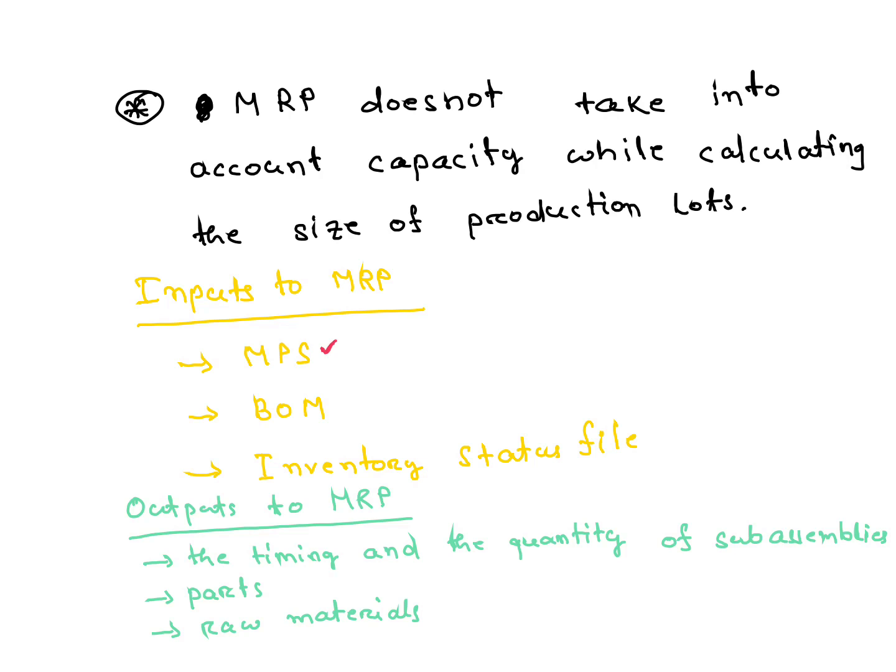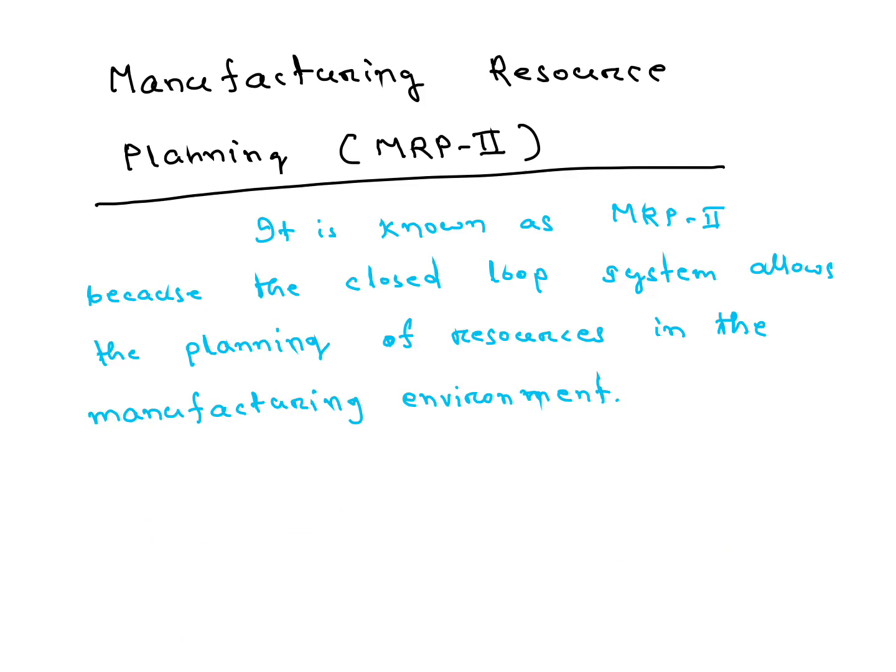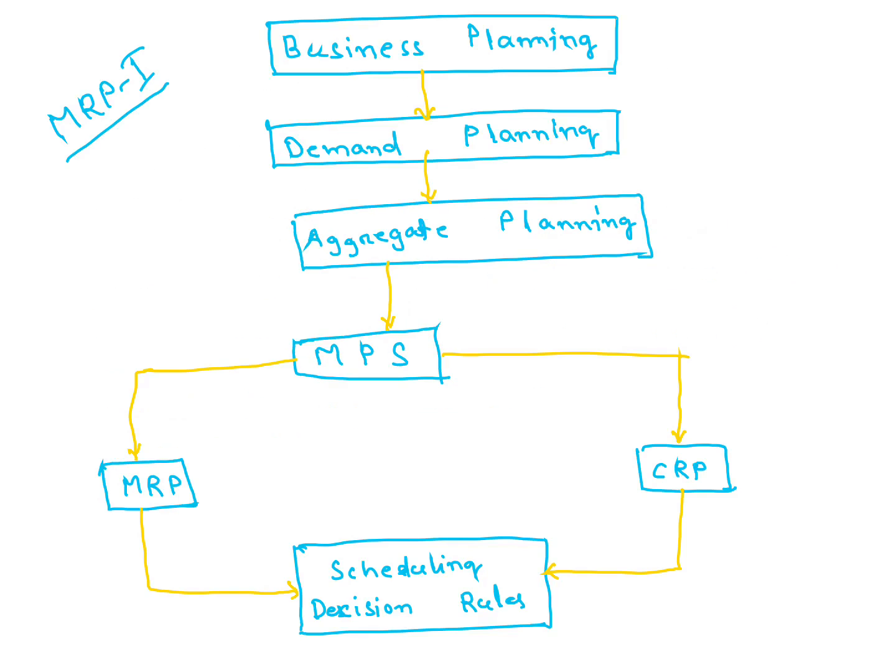Then MRP2 or manufacturing resource planning. It is known as MRP2 because the closed loop system allows the planning of resources in the manufacturing environment. The flow charts, the difference of flow charts in MRP1 and MRP2, I will show on the next page. This is the flow chart for MRP1, and in MRP2 you will get the closed loop system. That is the main difference between MRP1 and MRP2.